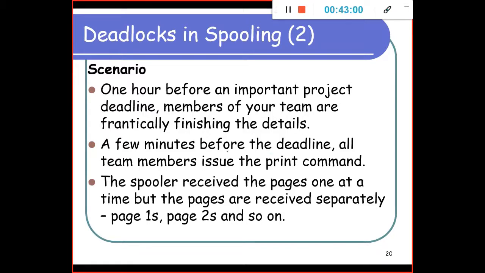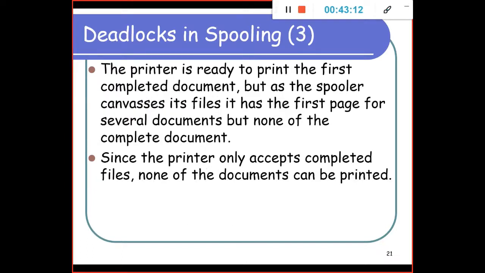A few minutes before the deadline, all team members issue the print command. Everything comes together simultaneously. The spooler receives the pages one at a time, but the pages are received separately: page 1, page 2, and so on. So the printer is ready to print the first completed document. In order for the printer to print, it must be a complete document. If 10 pages, 10 pages. No compromise. I need 10 pages. If not, you cannot continue this job.